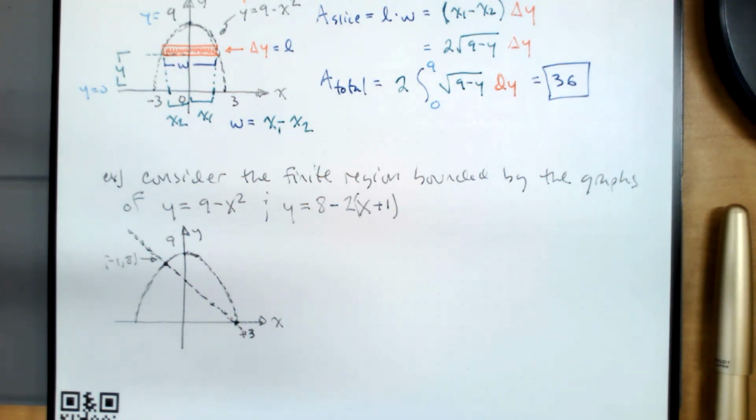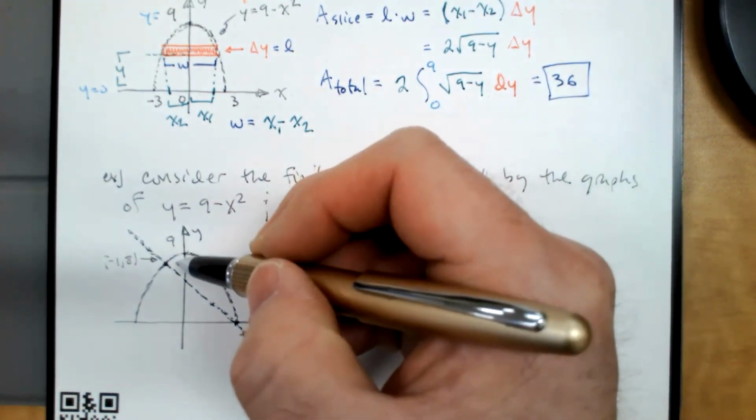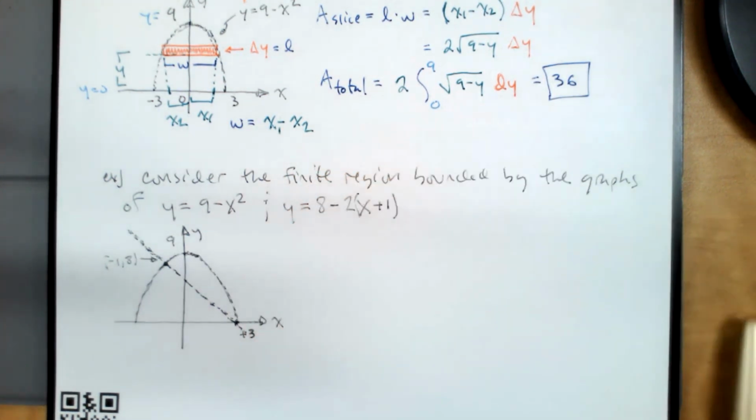So I'm looking for the finite region bounded by these two graphs. So I'm talking about this thin slice up in here.